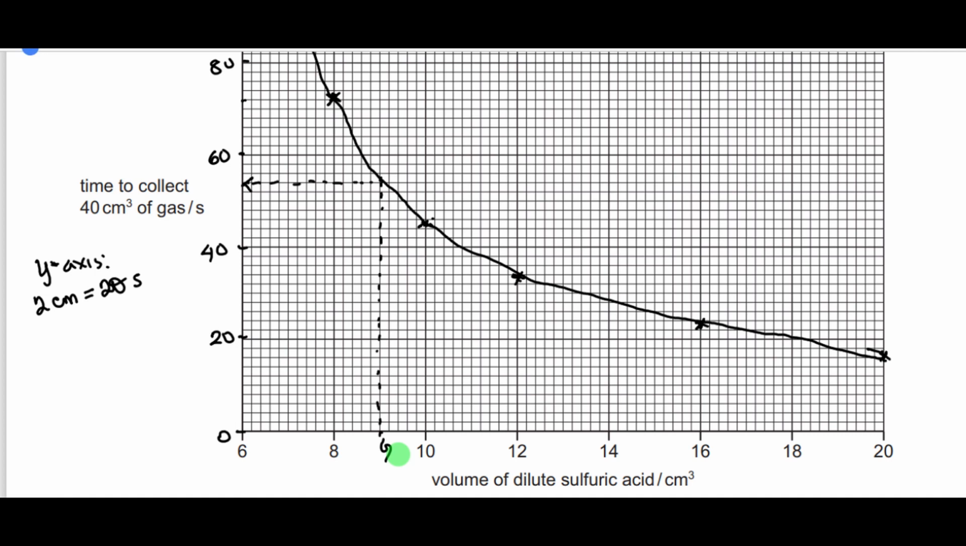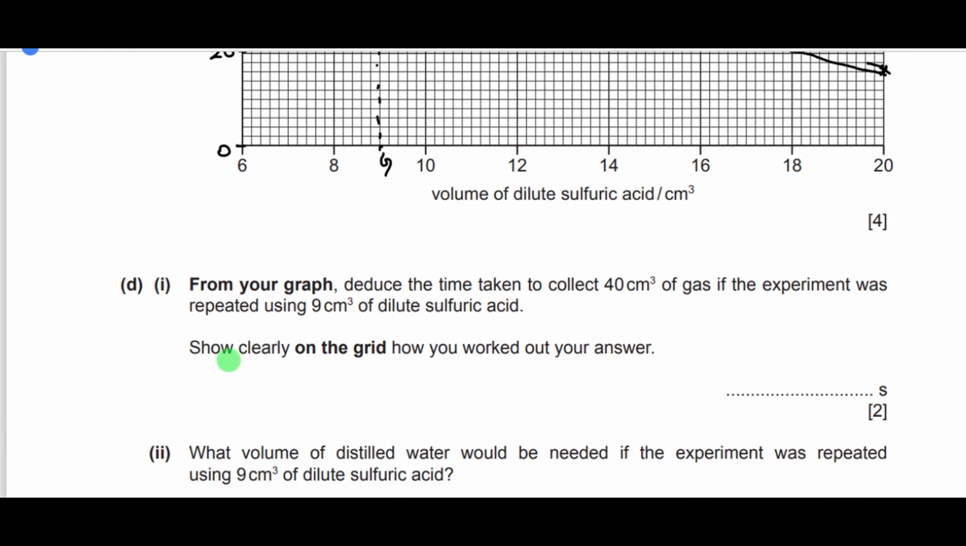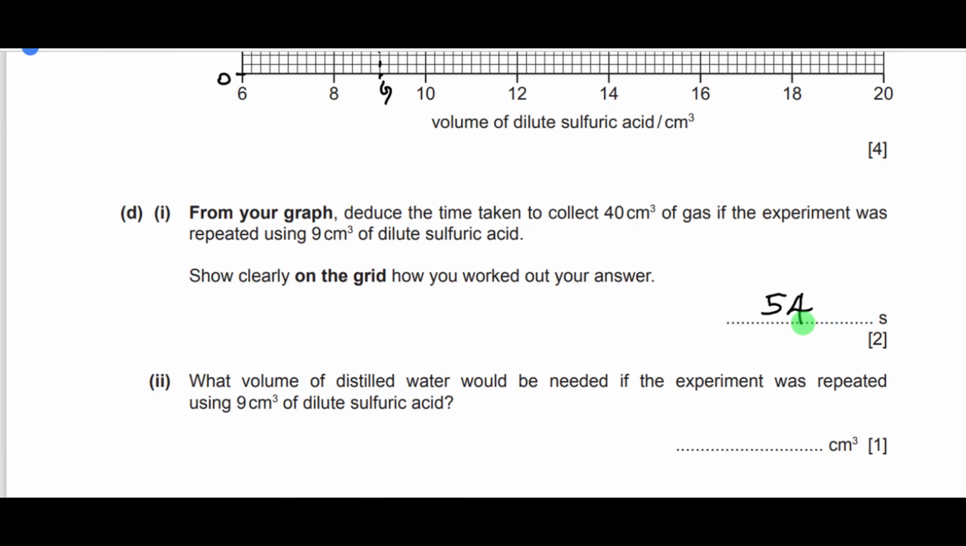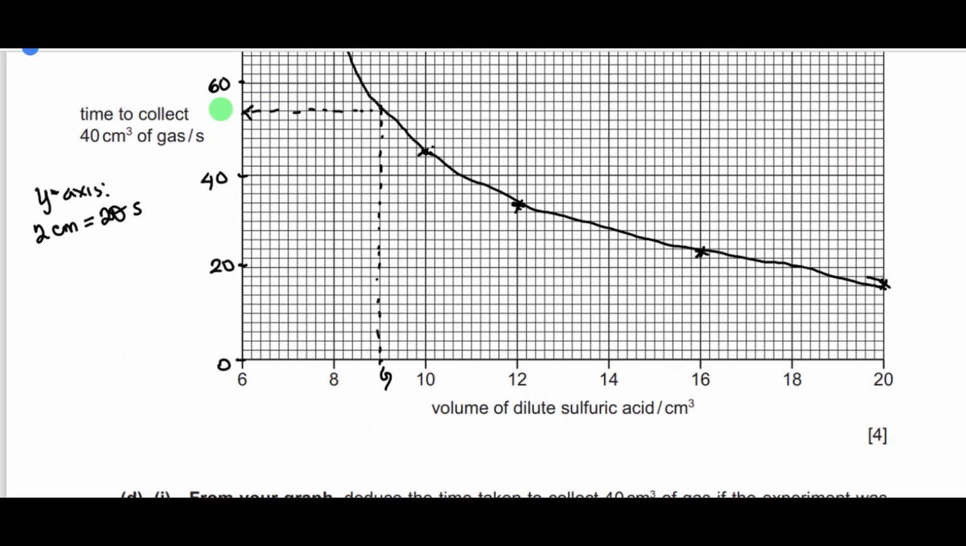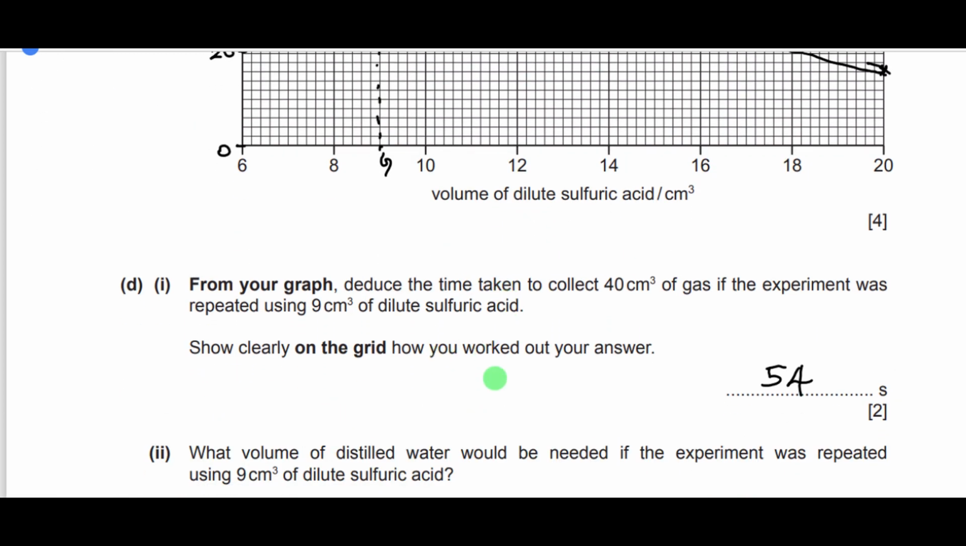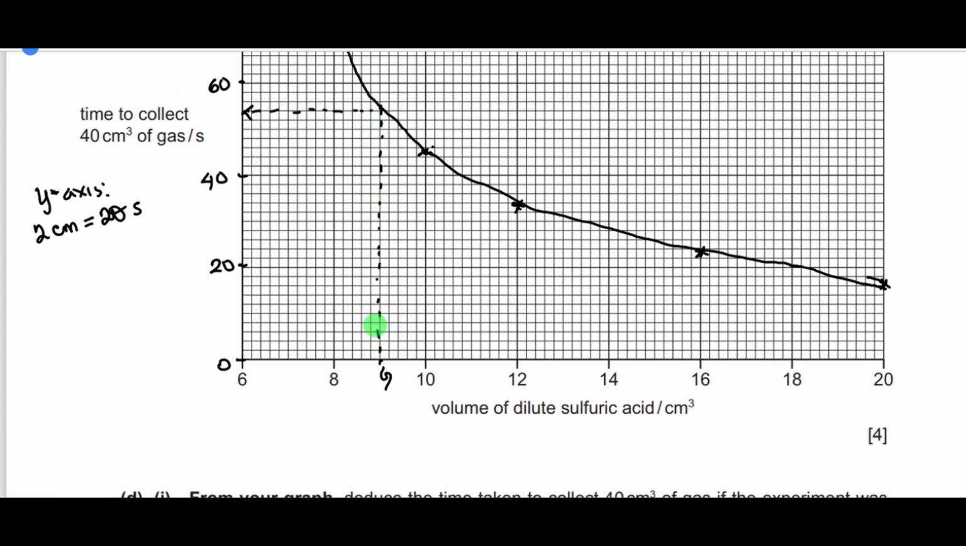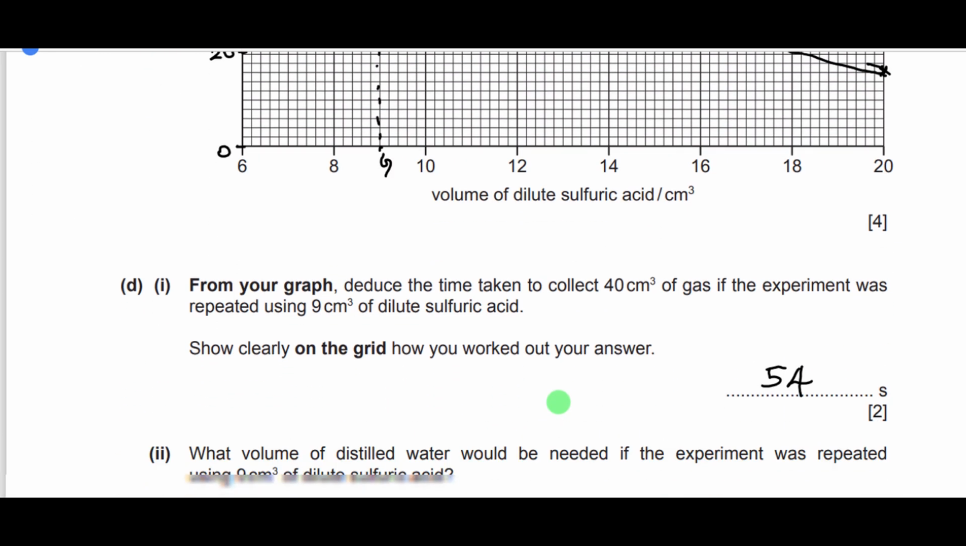If possible, indicate with an arrow. So what point is that? This is 40, 42, 44, 46, 48, 50, 52, 54. Show clearly on the grid how you worked out your answer. So this is 54 seconds. The 2 marks here are distributed thus: 1 mark is for the value that you've read off from your graph, and the second mark is for the workings that you have shown, the traces you have done with broken lines, right?